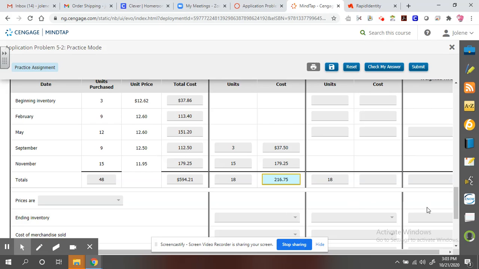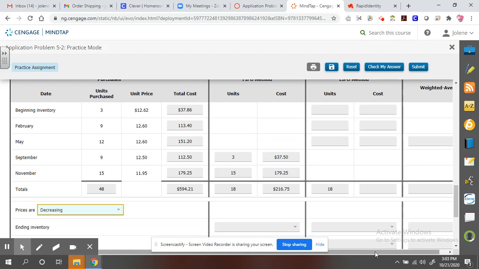1675. Oh, wait a minute. Look, I want you to notice these prices decrease. From beginning inventory, they were at $12.62 each. At the end, they're at $11.95 each. This is decreasing. The prices are decreasing. It does happen. Look at the price of gas. It goes up and down.